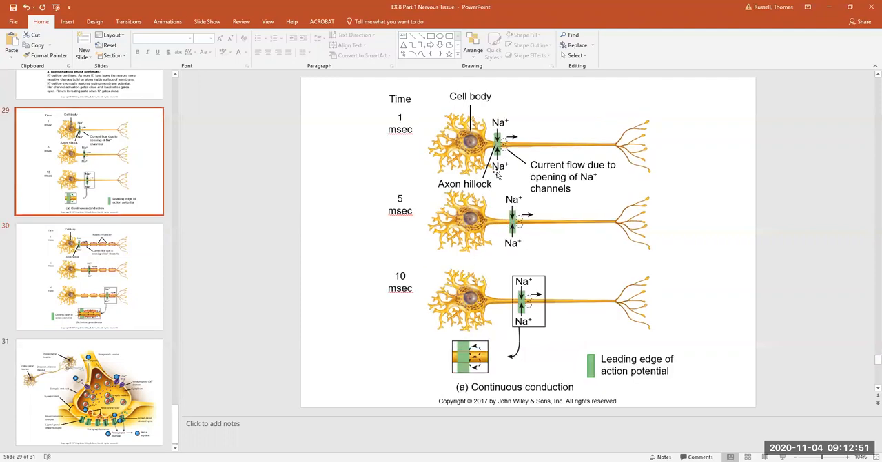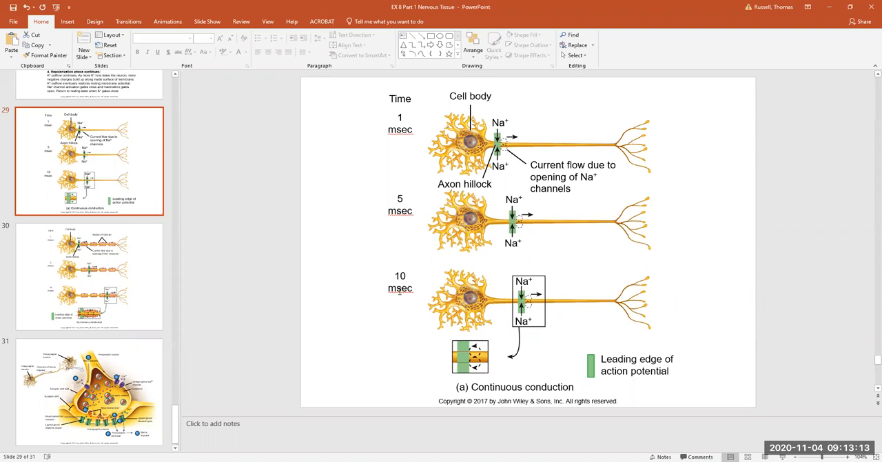Continuous conduction is like taking baby steps. You actually put one foot directly in front of another one. It takes longer to get to the end. So in continuous conduction in an unmyelinated neuron, it just takes a little bit longer for the action potential to reach the end. Now, I say longer, it's still in milliseconds.